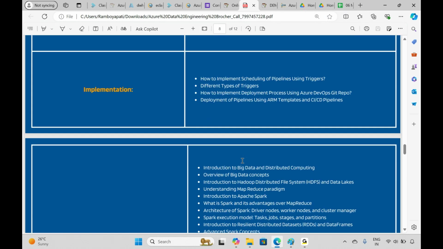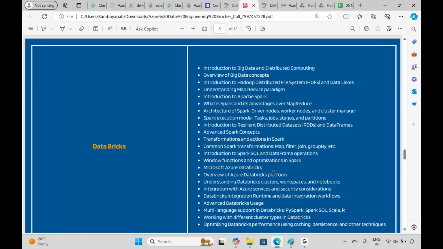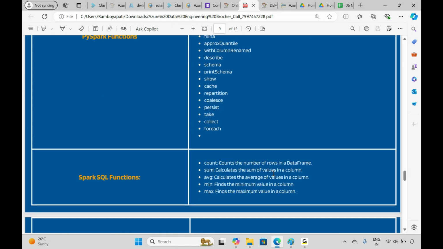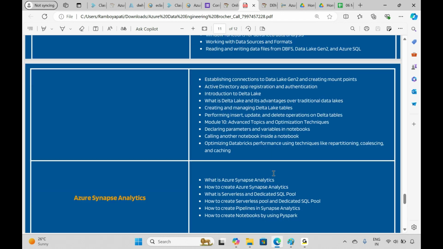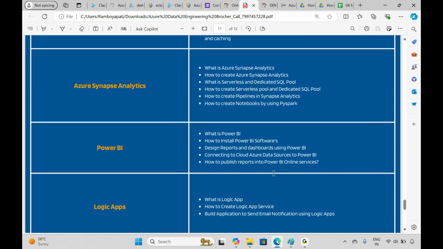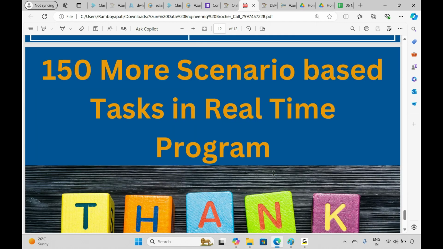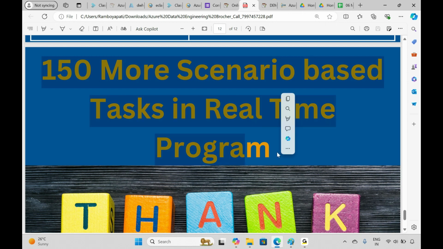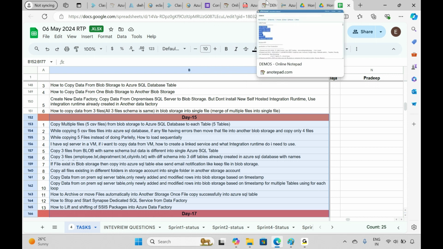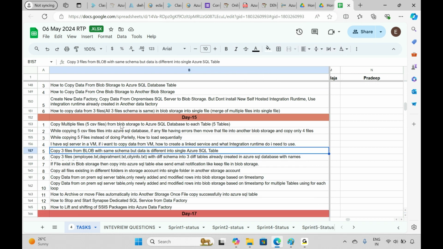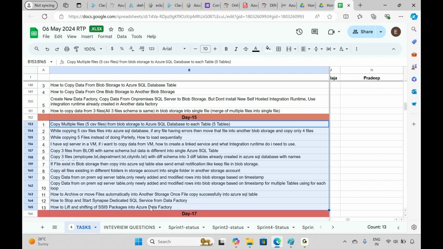Apart from this, the implementations, everything we are implementing in Data Factory and Databricks, the transformations inside Databricks, practical data manipulations with Spark, Azure Synapse Analytics, Power BI, Logic Apps. Apart from the above content, we are going to offer 150 more scenario based tasks in this real time program for you.